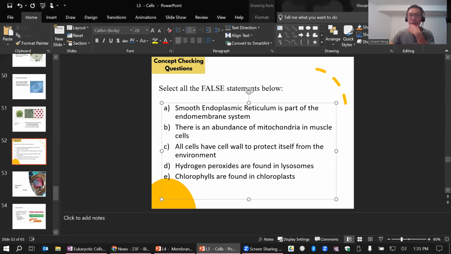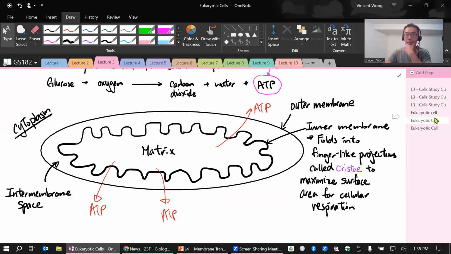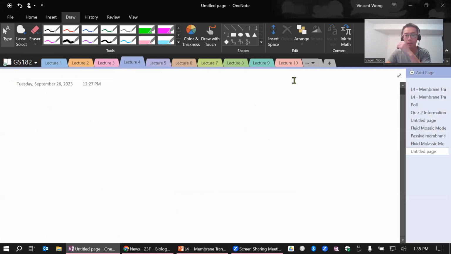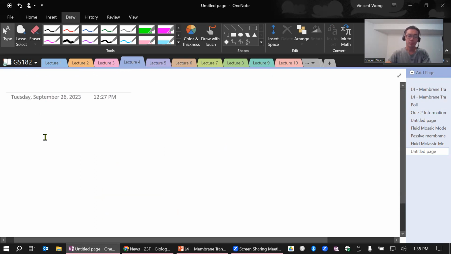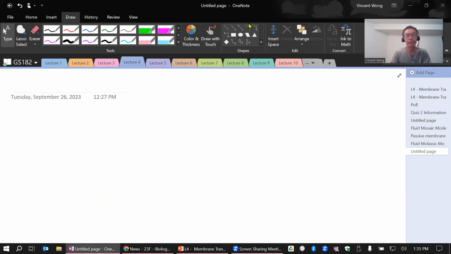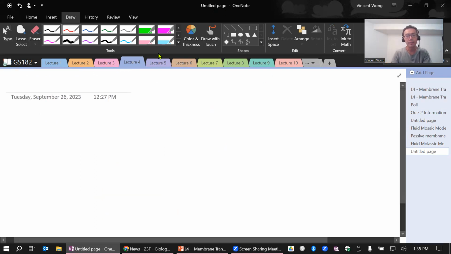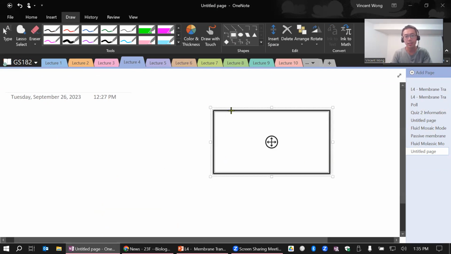Let's move on to lecture 4. Before we do lecture 4, the PowerPoint, let's start with more drawings. Please take out a piece of paper. If this is your paper, please turn it sideways. We're going to be drawing a bunch of stuff here. It's probably going to take up like half a page.